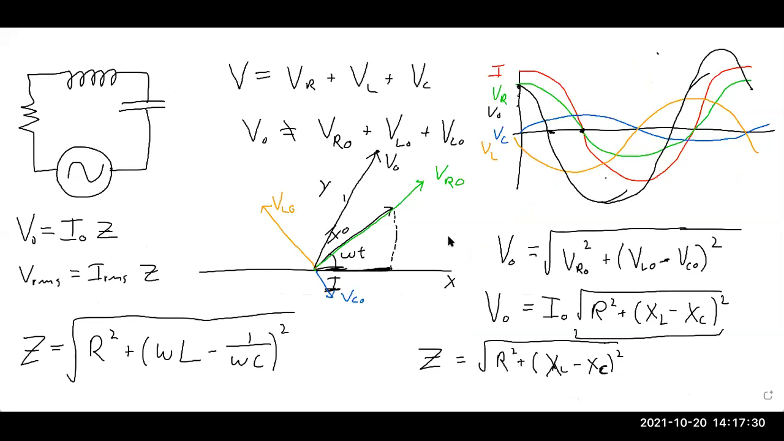So power, we need to be careful with getting power on this. We can't just use V squared over Z or I squared Z. So the reason for that is how the phases work out.